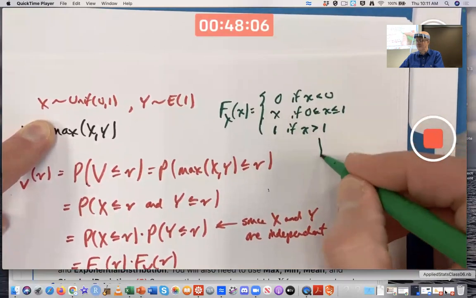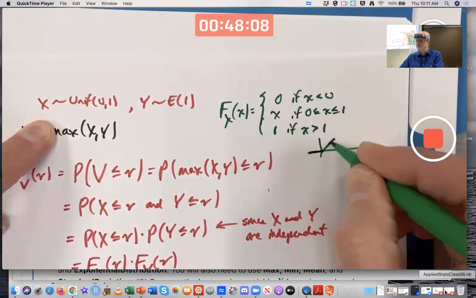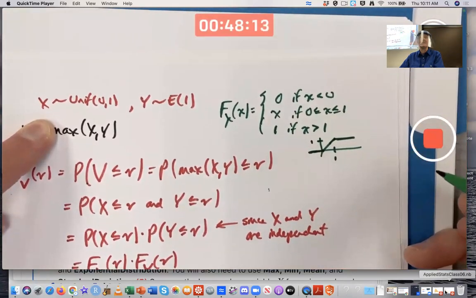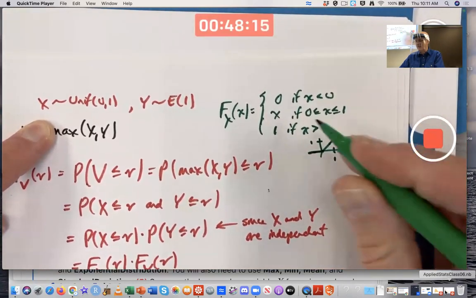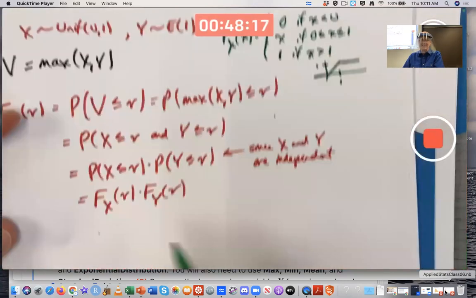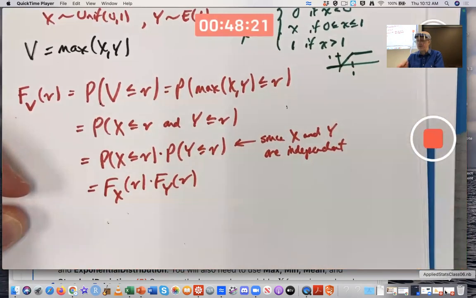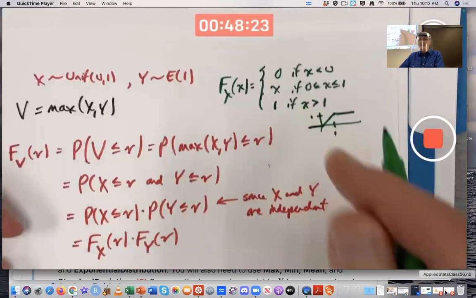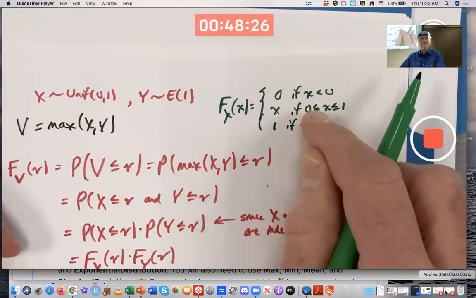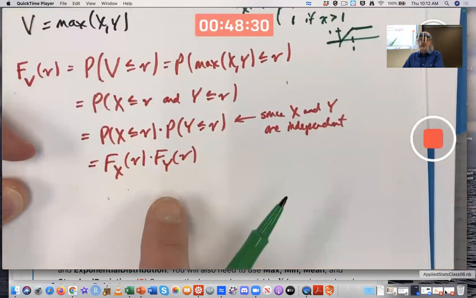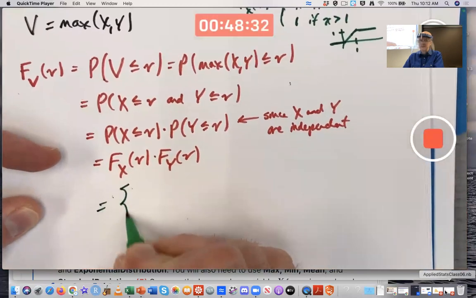The graph looks like this. When the input is 0, you're going to get 0 there. When v is 0, the answer is 0. You don't have to bother with that case, but you do need to think about these two cases separately, and they're going to affect the answer. The answer is going to be piecewise here.